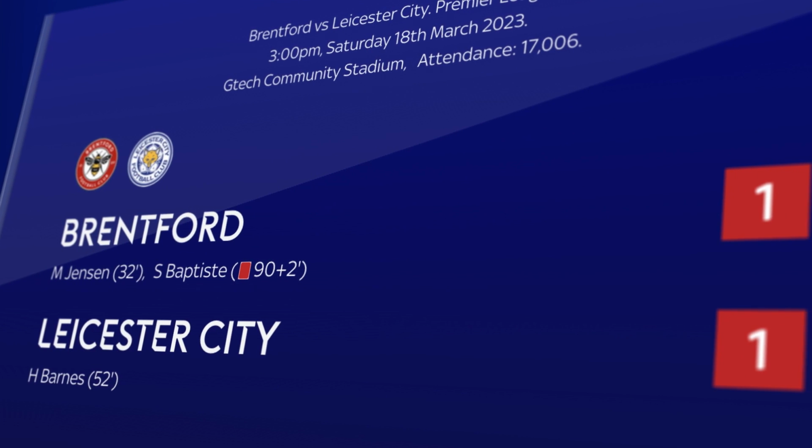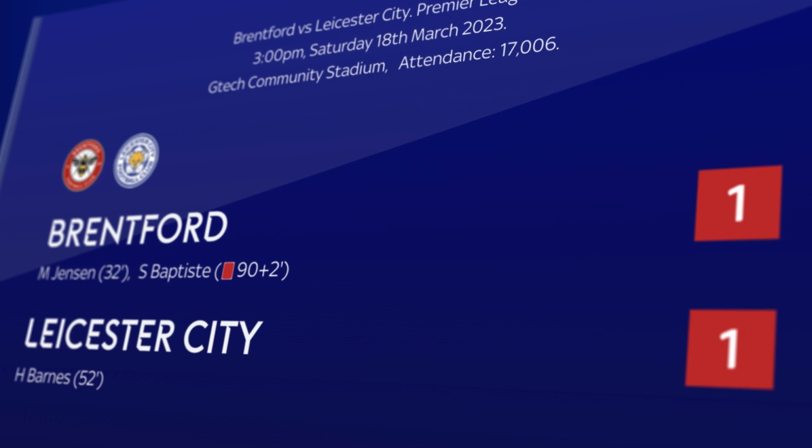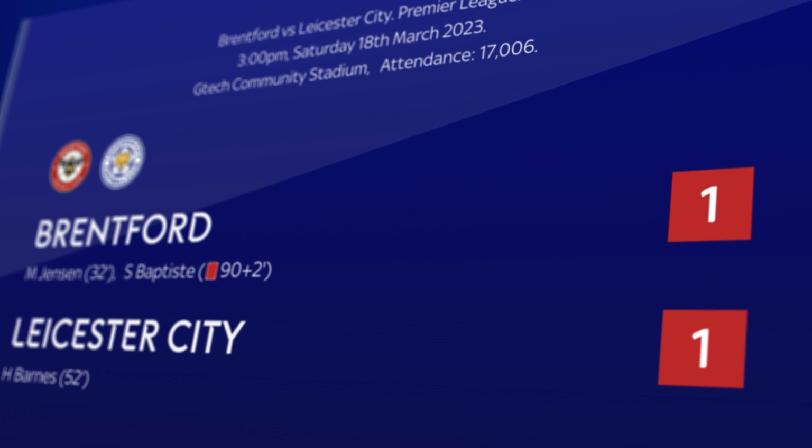Sound the klaxon. Yep, that's right. It's the Brentford lost in XG klaxon. Doesn't happen very often, but Brentford with a 1-1 draw still got out of it. Bloody Brentford, aren't they? They're very clever, aren't they? But the XG 0.64 to 1.35 for Leicester, who generally are pretty strong when it comes to creating chances.